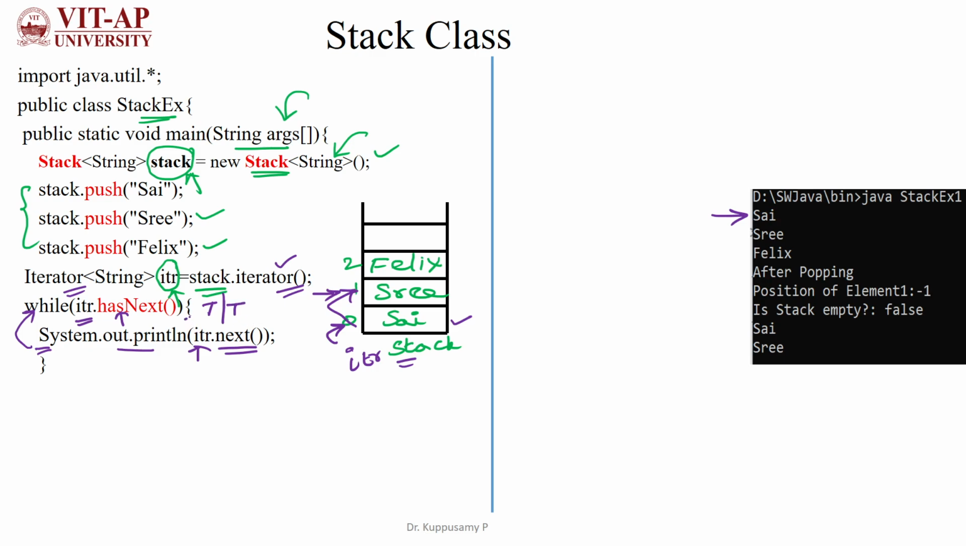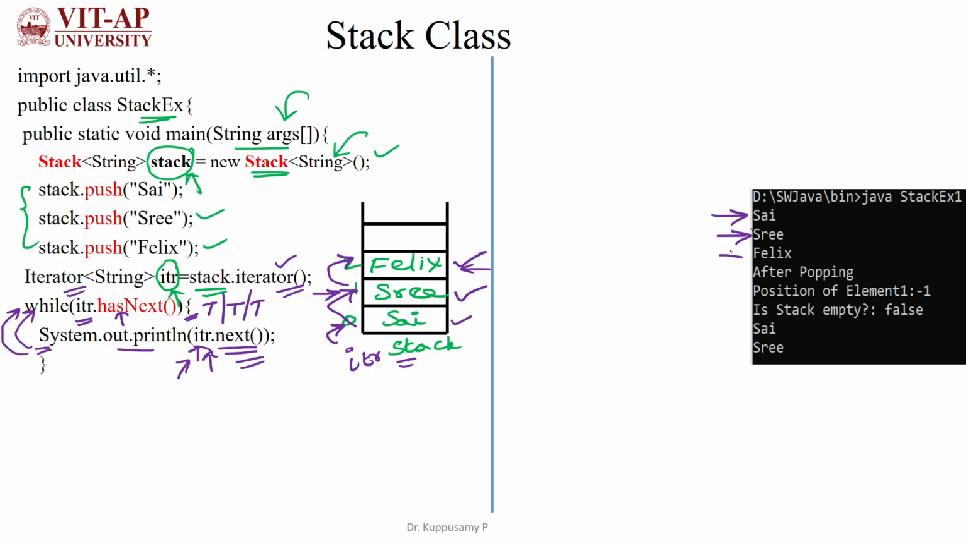Once it is true, it gets inside the while loop. Inside the while loop we have System.out.println, which prints the current element, that is Sri. So Sri is printed here. Then again it moves to the next element. Now again going back to the while condition, which checks itr has next. Yes, itr has a next element. Then again it gets inside the while loop because it is true, and it prints the current element, Felix.